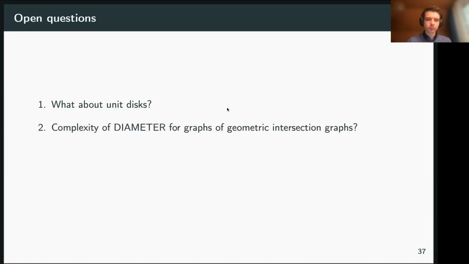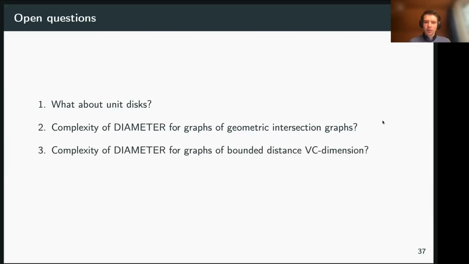Okay, the second thing is the complexity of diameter for geometric intersection graphs. So what I mean here is the complexity of computing the diameter, right? Can we get rid of the dependence on diameter length and compute arbitrarily long diameters in subquadratic time? For geometric intersection graphs, it might be easier than for the general case, because we have some kind of separators here, clique separators, that we maybe can use as an analog for the separators in minor free graphs.